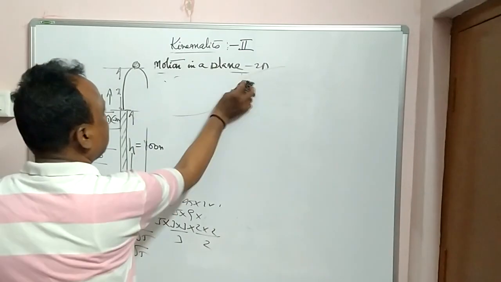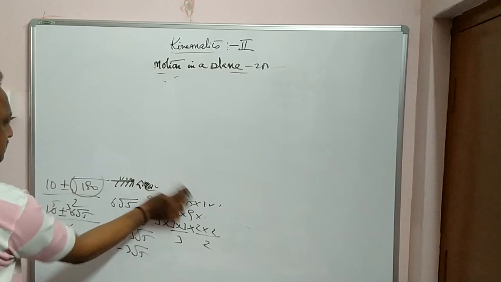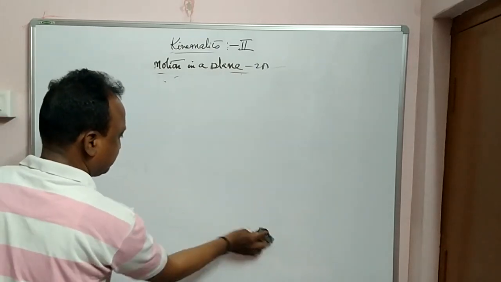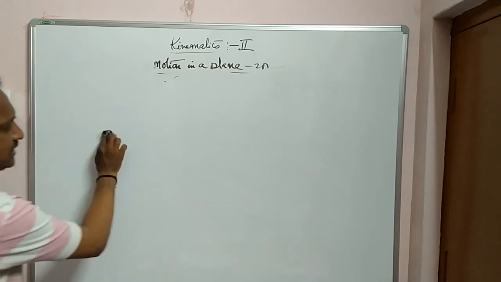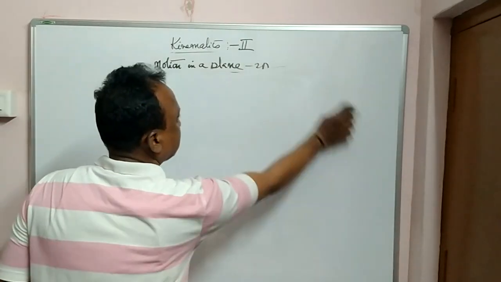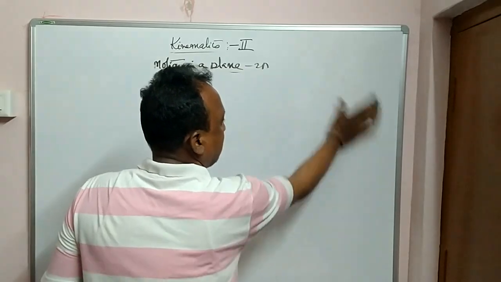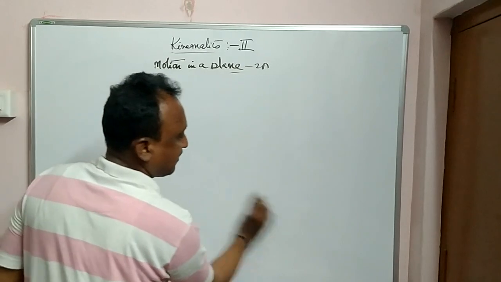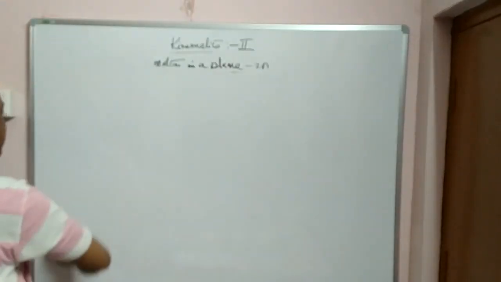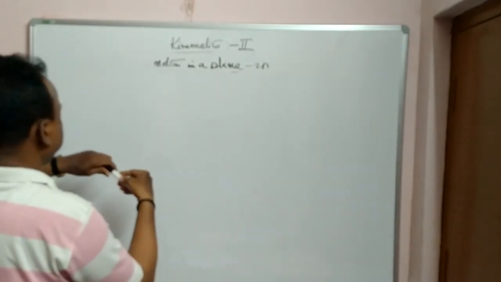Now let us go to the second part in this 2D kinematics, and of course it may be the last part of 2D kinematics. That is horizontal projection from the top of a tower. See here, it's a very easy one.